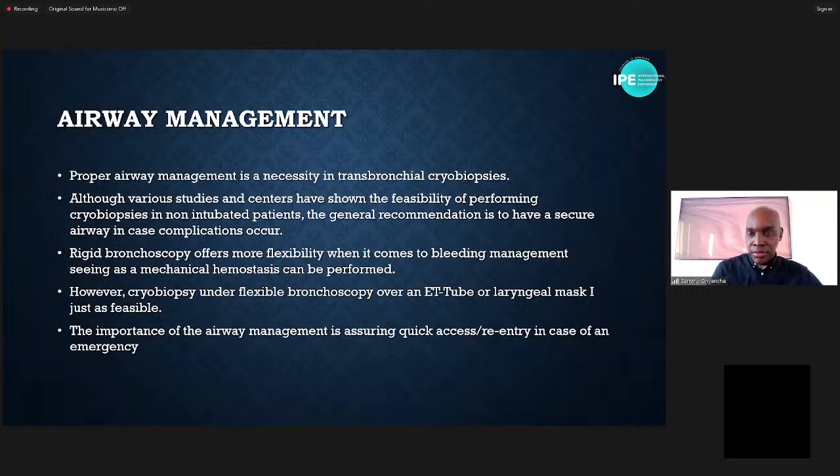The rigid bronchoscope offers more flexibility because you have a bigger bezel, so you can have a mechanical tamponade if you need to, taking the forceps and the gauze and pushing down on the area that's bleeding, or you can have a bronchus blocker or Fogarty balloon going parallel to the flexible bronchoscope that's in the rigid scope in order to block out the region. But personally, I think the flexible bronchoscopy is just as good. If you're using an ET tube or sometimes even a laryngeal mask, you're still able to perform the exact same cryobiopsy with the exact same security. The importance of the airway management is just being able to go out and go back in case anything happens.